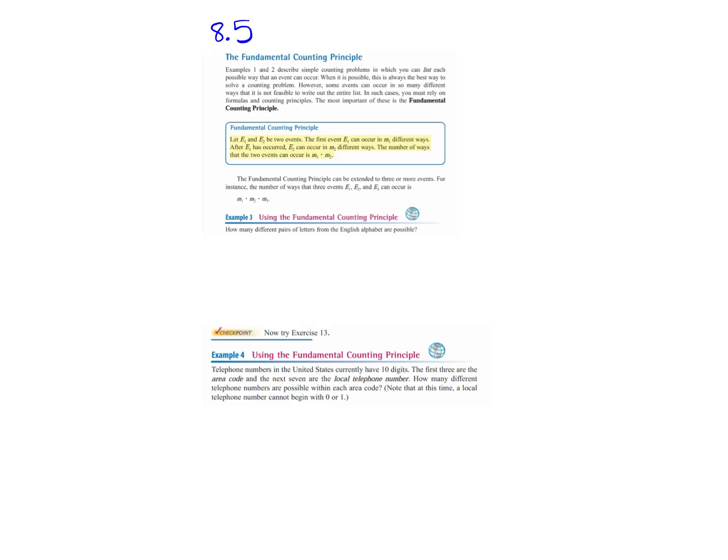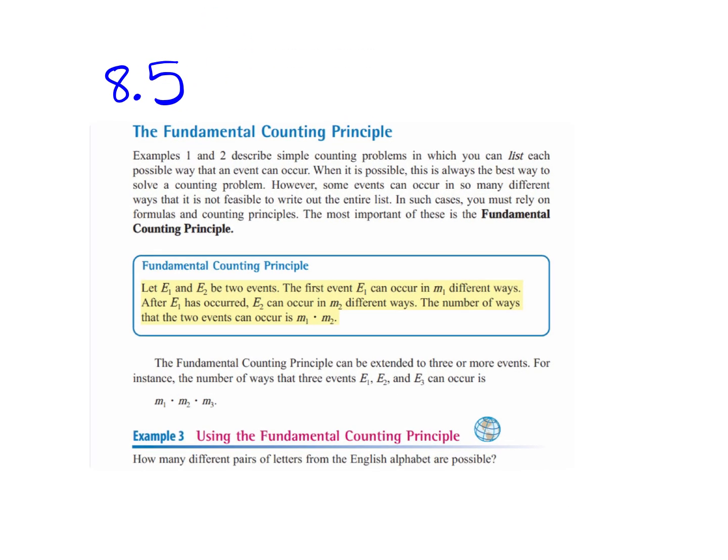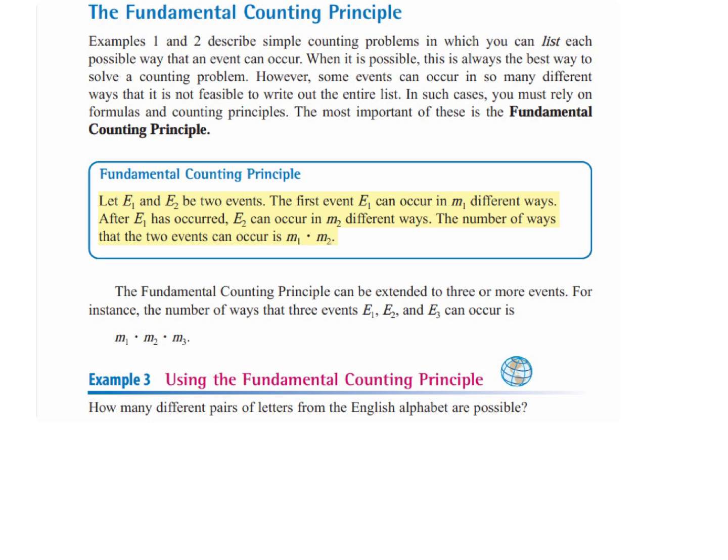In 8.5 and 8.6, we're going to talk about probability. In 8.5, we're going to start by talking about the fundamental counting principles. This tells us how many ways something is possible. So if an event can occur in m different ways and then another event can occur in n different ways, we would multiply those two amounts together to find our total amount of possibilities.